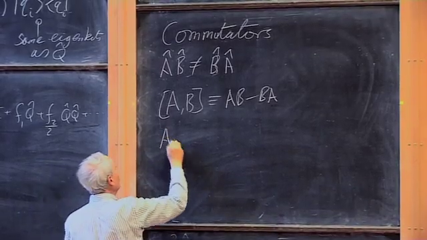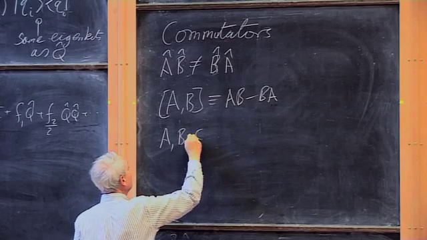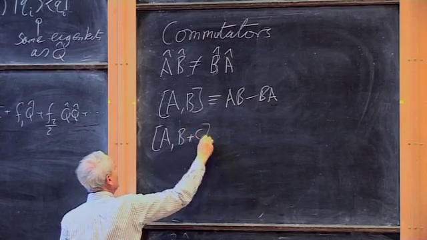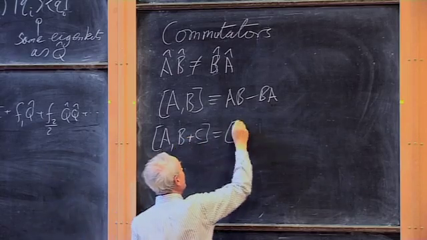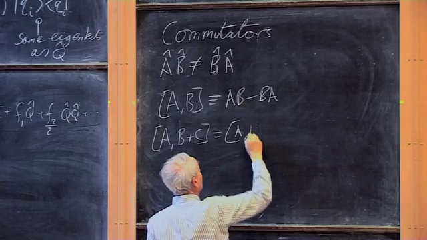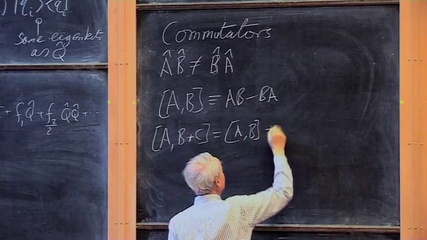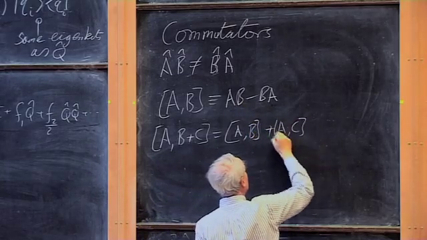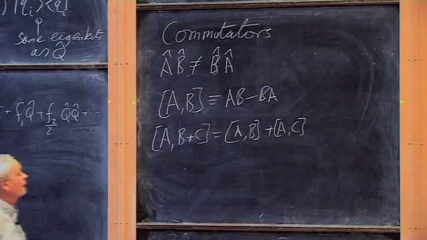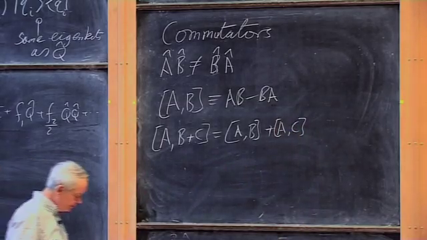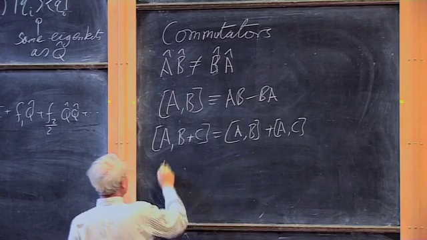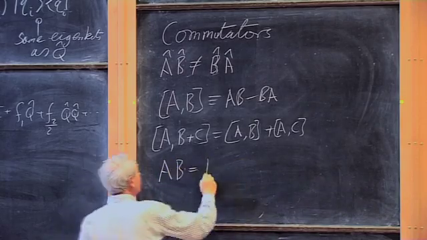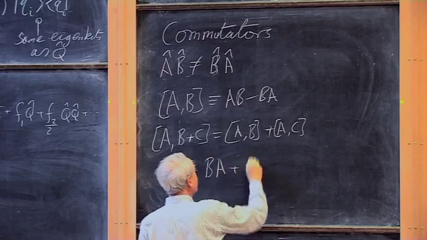We have that A comma B plus C, the commutator of A with the result of adding B to C, is clearly the sum. From this definition, it follows that it is just this sum. We also have this obvious result that AB is equal to BA plus A comma B.